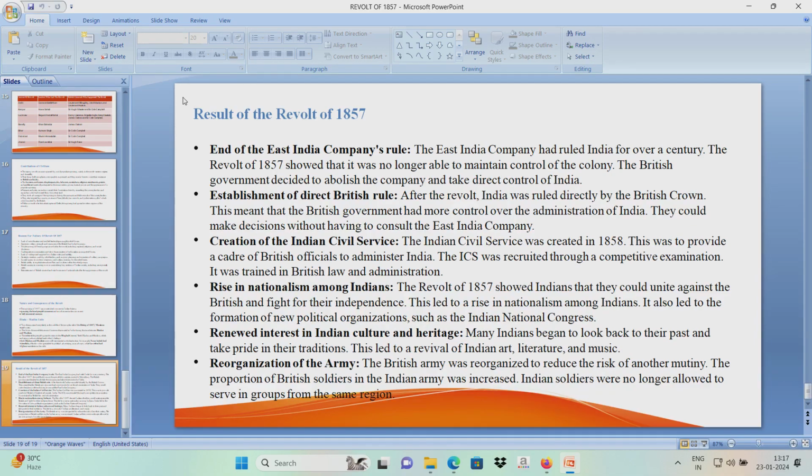So the reorganization of the army. The British army was reorganized to reduce the risk of another mutiny. The proportion of British soldiers in the Indian army was increased. Indian soldiers were no longer allowed to serve in groups from the same region. So when we come to the conclusion, some more points are there.